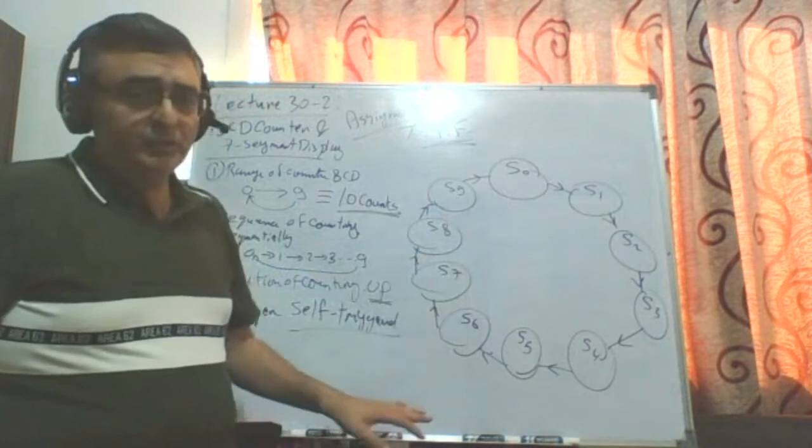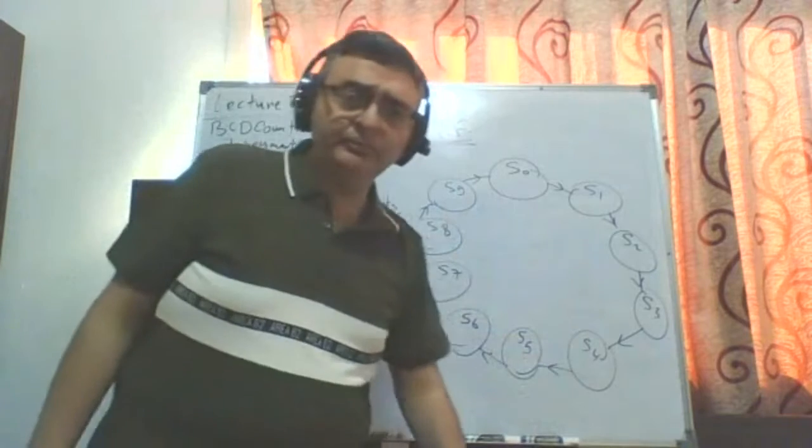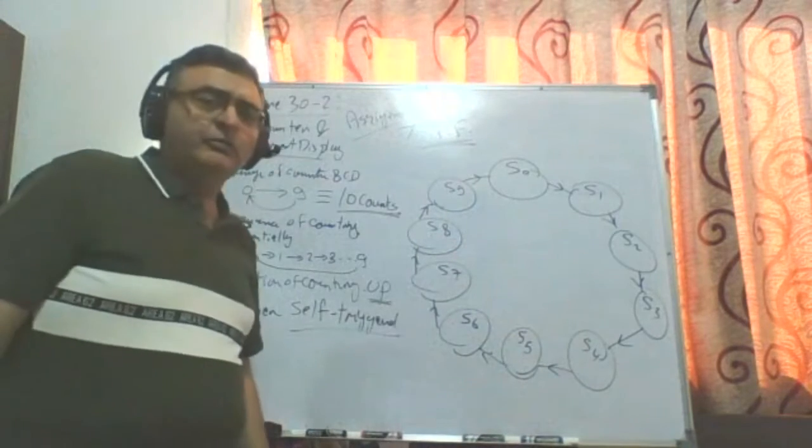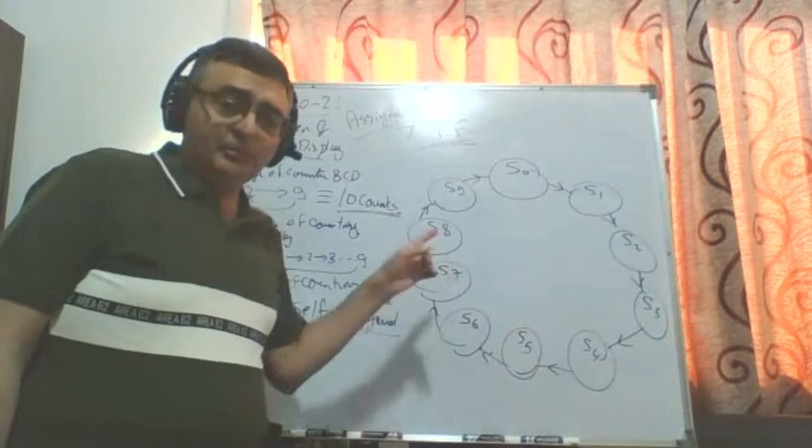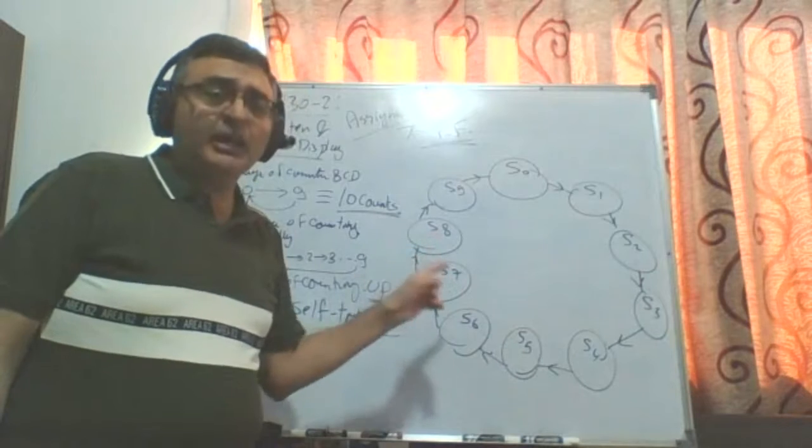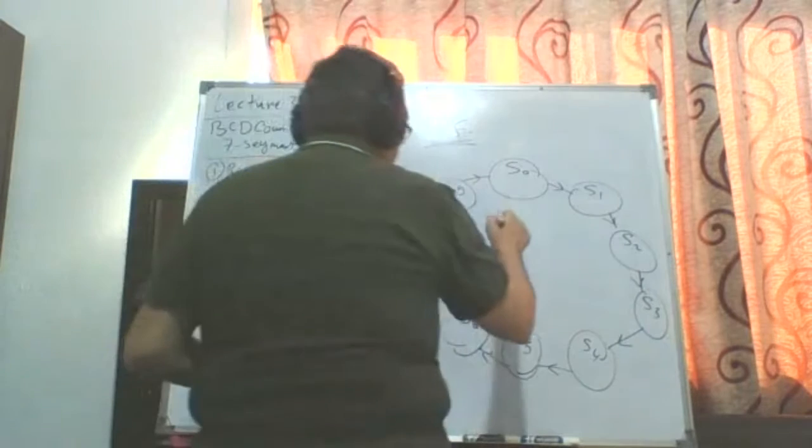But before we post it, how is this different from our design for the binary counter? The number of states. Here I have how many states? I have 10 states.